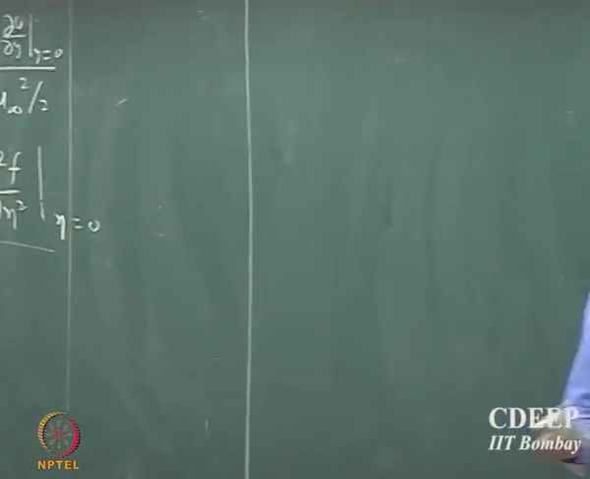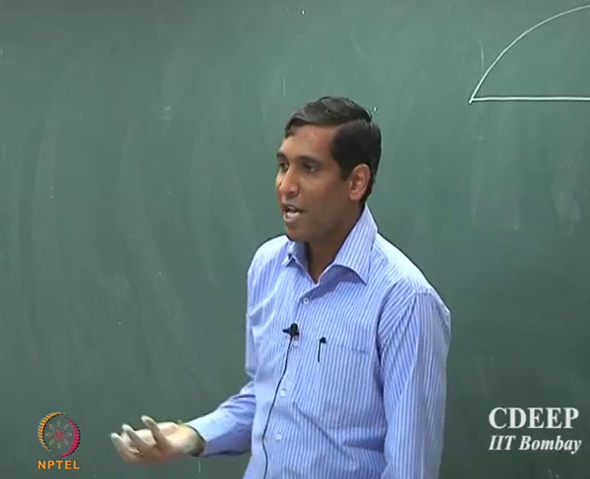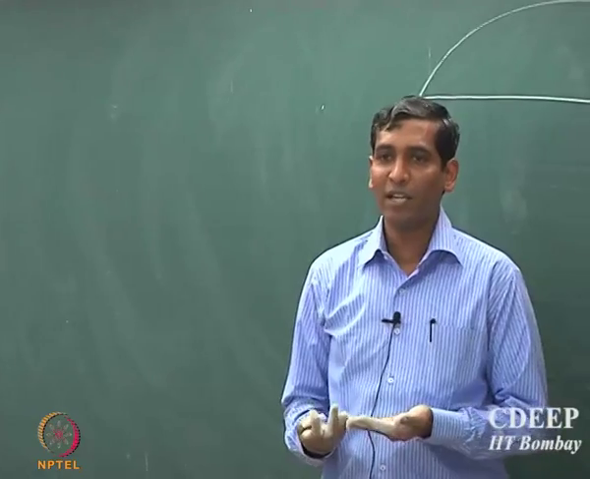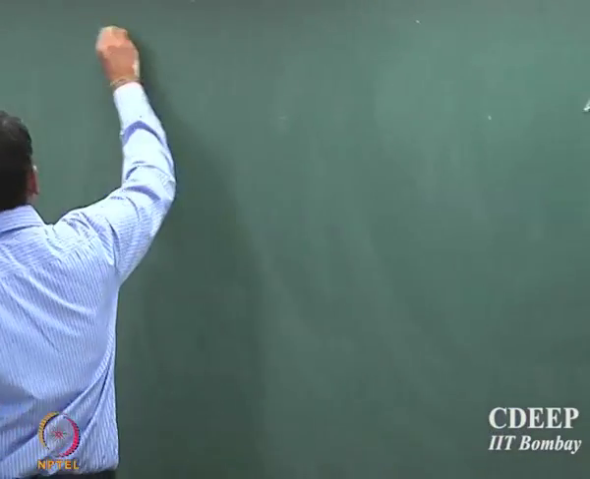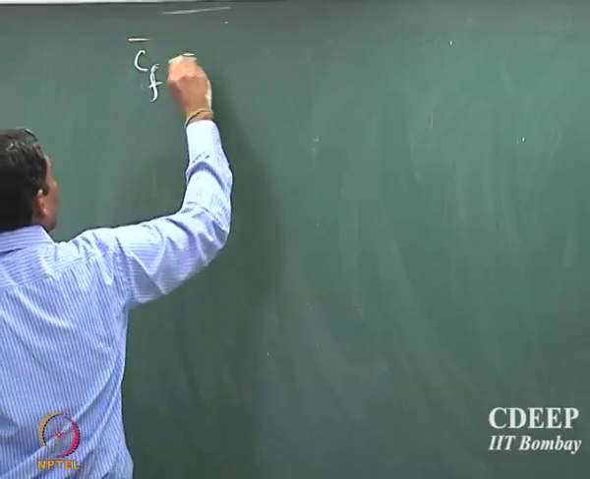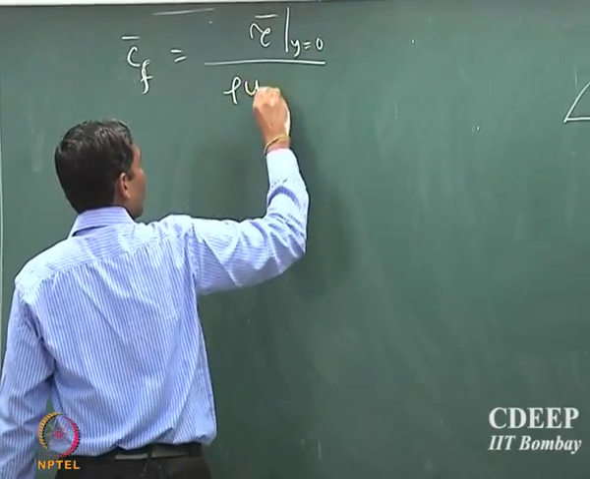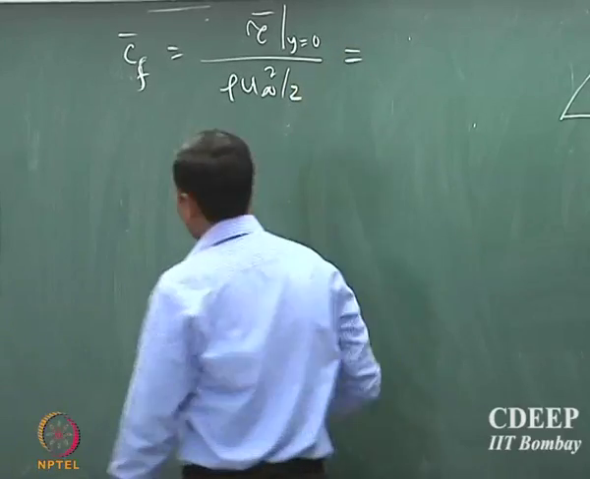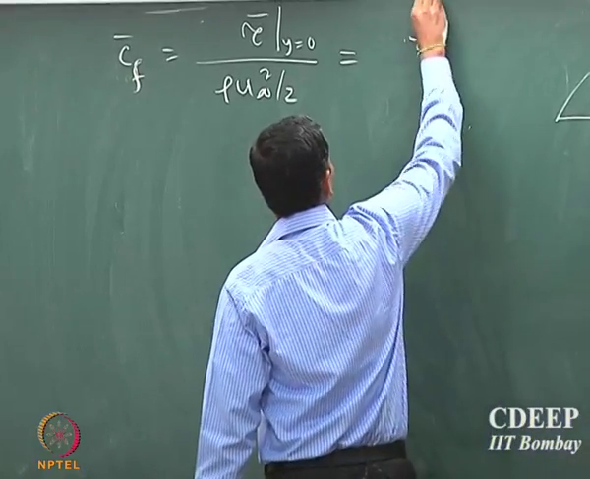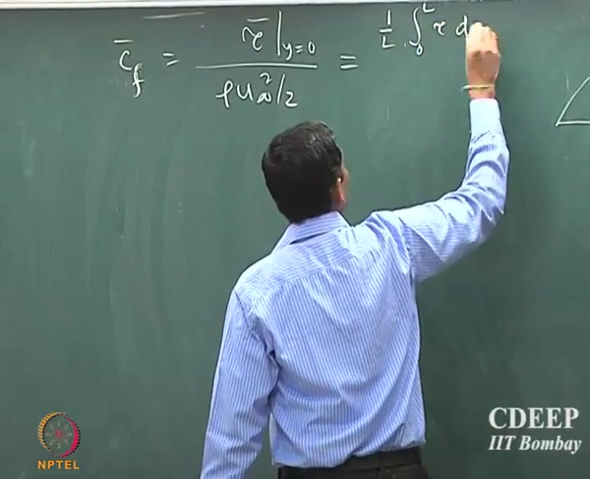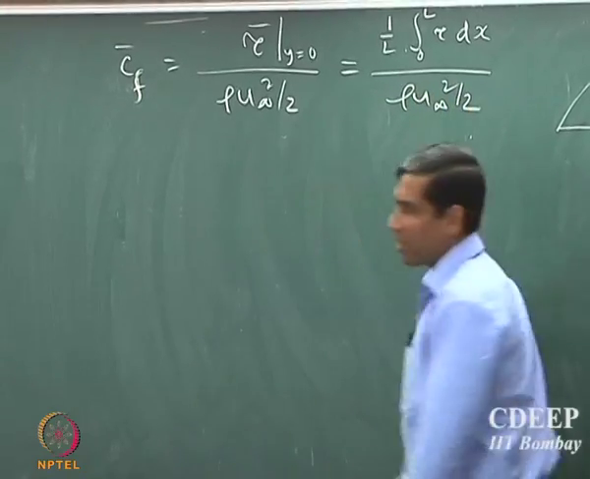So that is the local friction coefficient, but what I am more interested in is the average friction coefficient, because from an experimental point of view what I really require is the average quantity, and the local quantity is not of much use. So I can find out the average friction coefficient, which is given by the average shear stress at the boundary divided by rho u infinity square by 2, and if you work out the integral, it is not very hard to do that. So that will be integral 0 to L, 1 by L, tau into dx, divided by rho u infinity square by 2. So you can work out the integral.